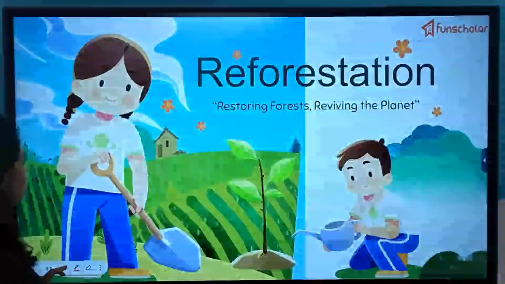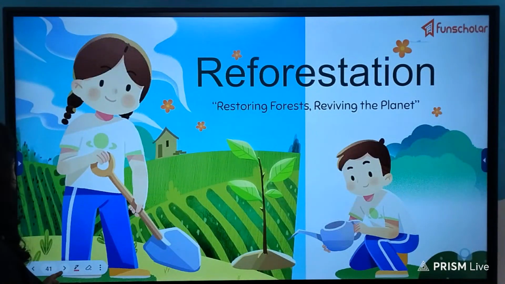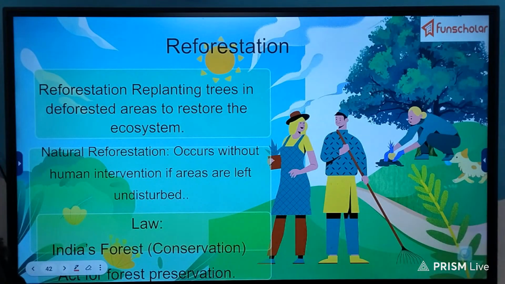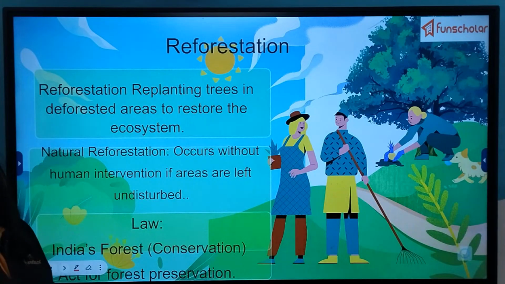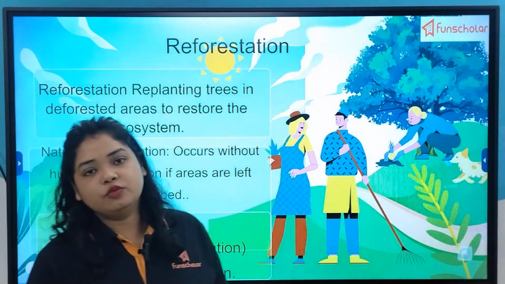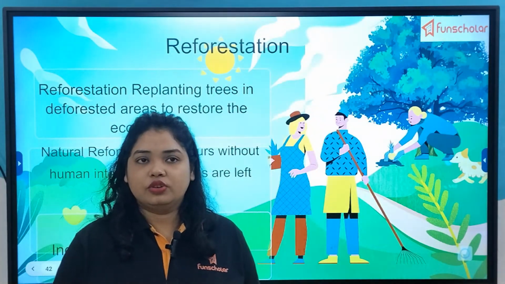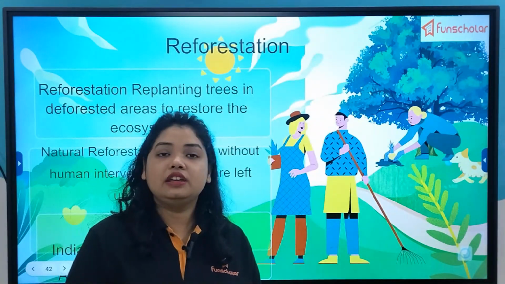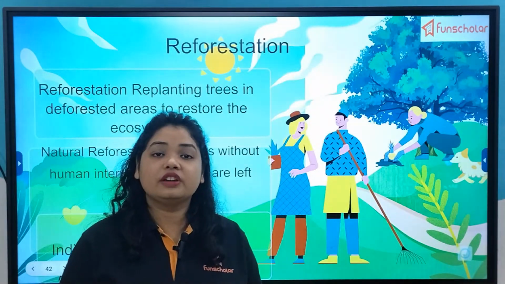Now we'll move forward to know about the importance of reforestation and why we need forests. So reforestation means replanting trees. I have already told you when I discussed the difference between reforestation and afforestation. Now, natural reforestation will occur without any human intervention, but definitely it will take time. After complete removal of a forest, it will again take many years for that area to get replenished.